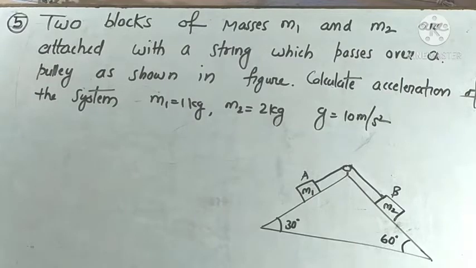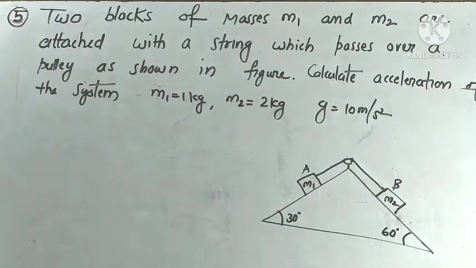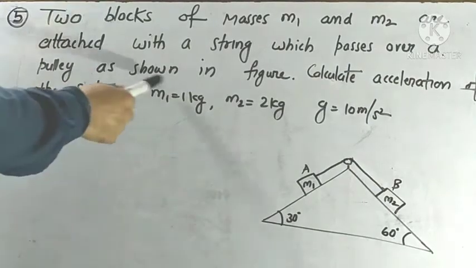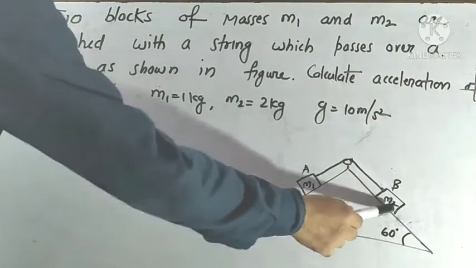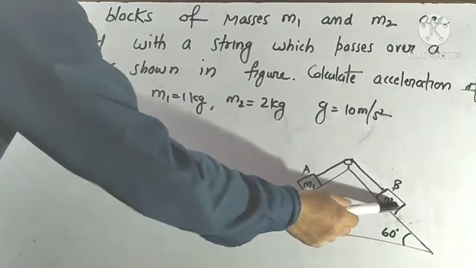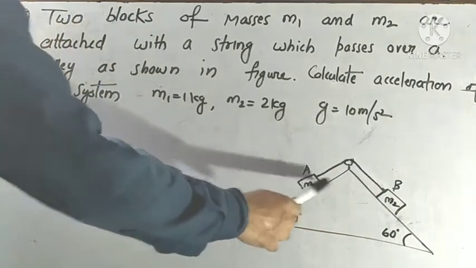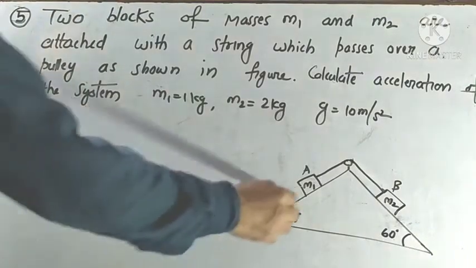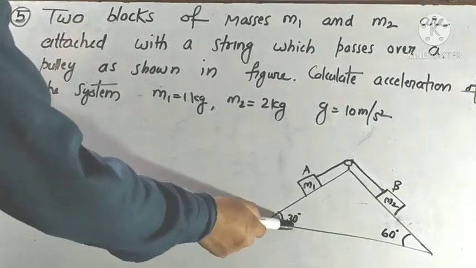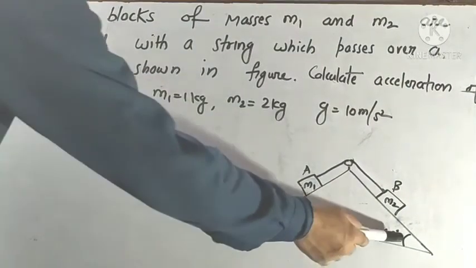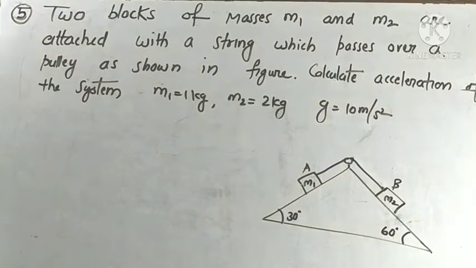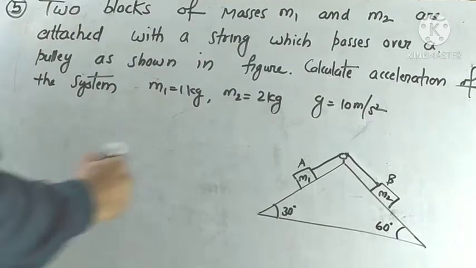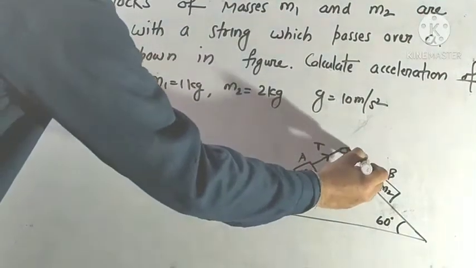In this question, two blocks of masses m1 and m2 are attached with a string which passes over a pulley, as shown in the figure. There are two inclined planes here, which make angles of 30 degrees and 60 degrees with the horizontal. Now we have to find the acceleration and tension T in the string.